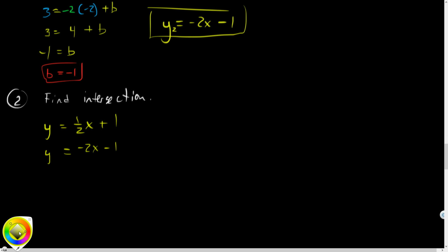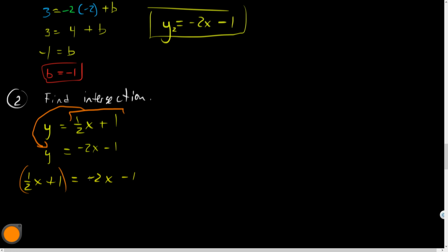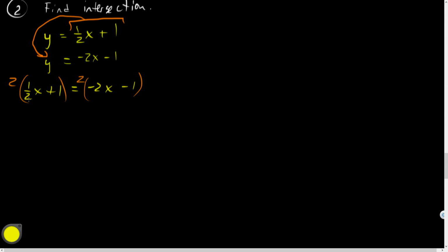So to solve this, let's do substitution. Both of these are already solved for y. So I'm going to take this and plug it in here for y in the other equation. So 1/2 x plus 1 equals negative 2x minus 1. The easiest way to deal with fractions is to kill them off by multiplying both sides by the least common denominator, which is 2. So 2 times 1/2 is a full x. 2 times 1 is 2. 2 times negative 2x is negative 4x. 2 times negative 1 is negative 2.